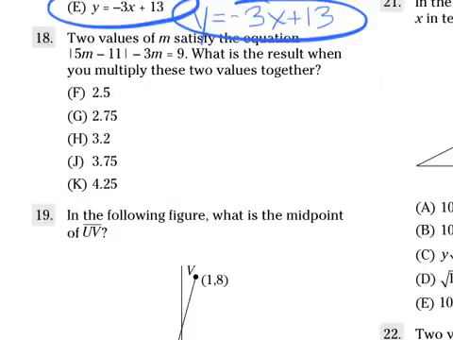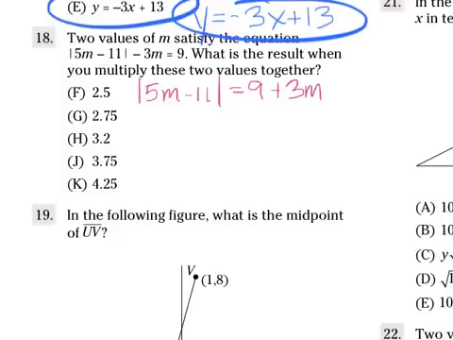On number 18, two values of m satisfy the equation: absolute value of 5m minus 11, close that absolute value, and then minus 3m equals 9. What is the result when you multiply these two values together? Alright, so we have to isolate this absolute value here on the left-hand side. And we're going to move that minus 3m to the right and make it plus 3m.